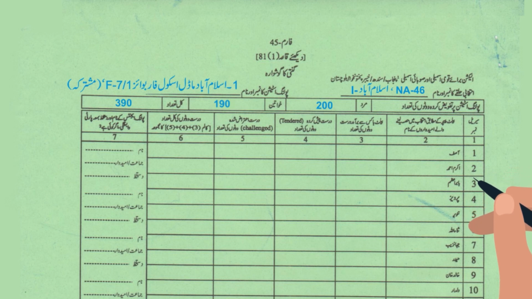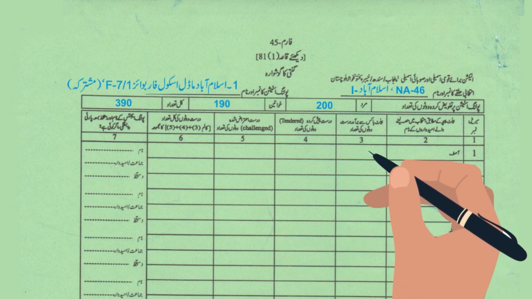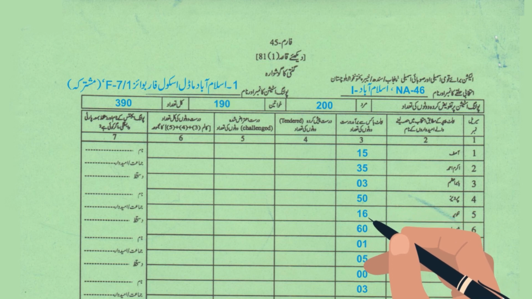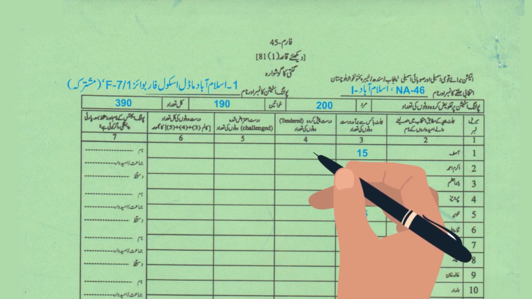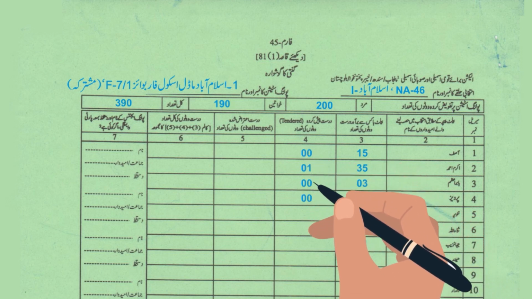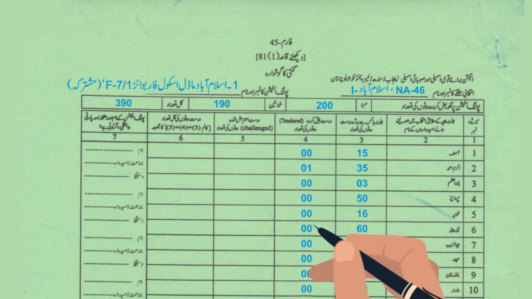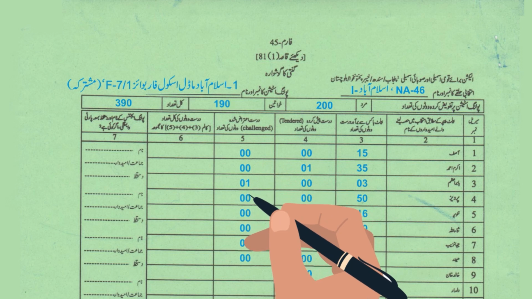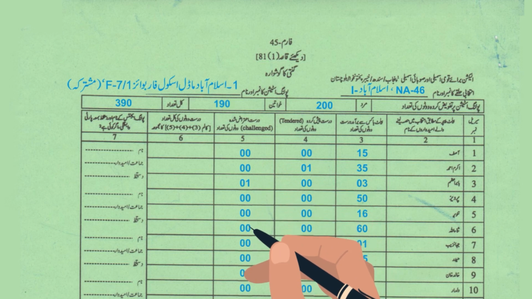Serial number in column 1. Column 2 will have the names of all candidates as per ballot paper. In column 3, enter the number of valid votes taken out of ballot box in favor of each candidate. In column 4, enter valid tendered votes obtained by each candidate. In column 5, enter valid challenged votes obtained by each candidate.